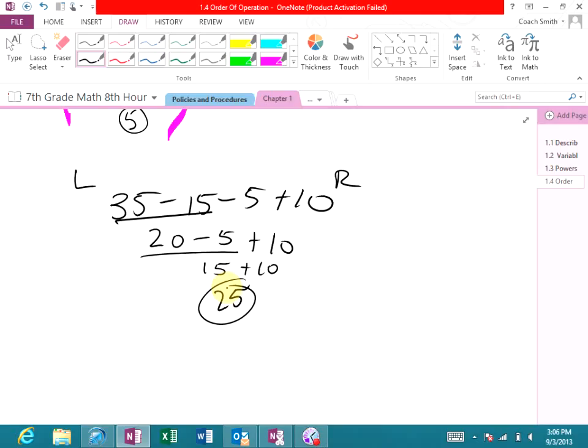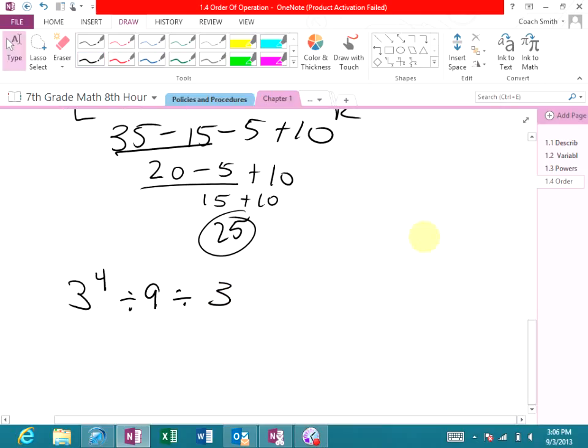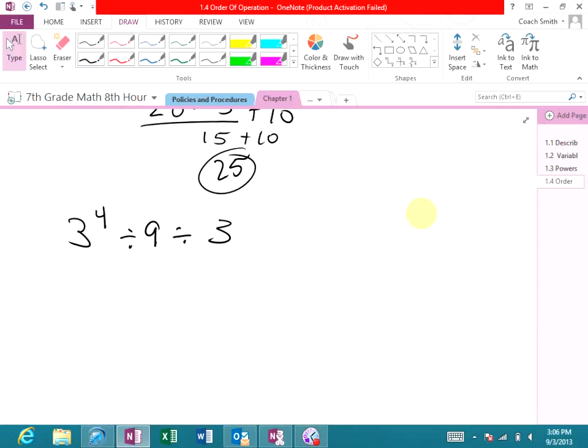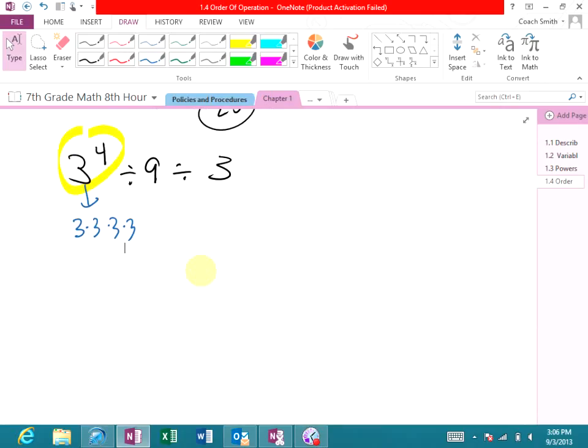All right, let's look at this one. 3 to the 4th power divided by 9 divided by 3. Okay. Please excuse my dear Aunt Sally says we have parentheses or grouping symbols, then we do exponents, then multiplication or division, then add or subtract. So, 3 to the 4th power is what I have to do first. As we learned on Friday, that's 3 times 3 times 3 times 3, which is 81.